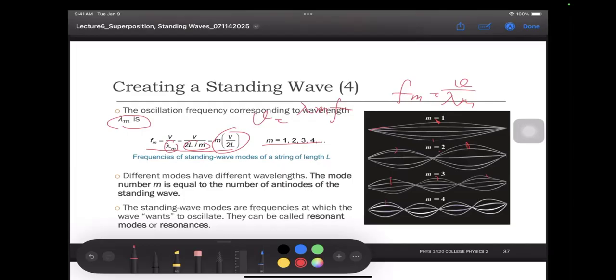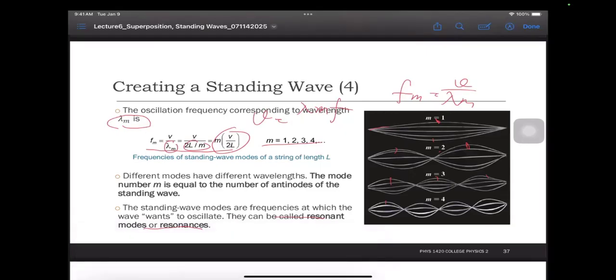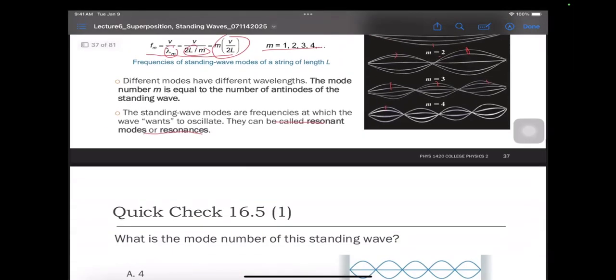The standing wave modes are frequencies at which the wave wants to oscillate. They can be called resonant modes or resonances. This is just the definition: the standing wave modes are frequencies at which the wave wants to oscillate, and they call them resonant modes or resonances, for a standing wave.